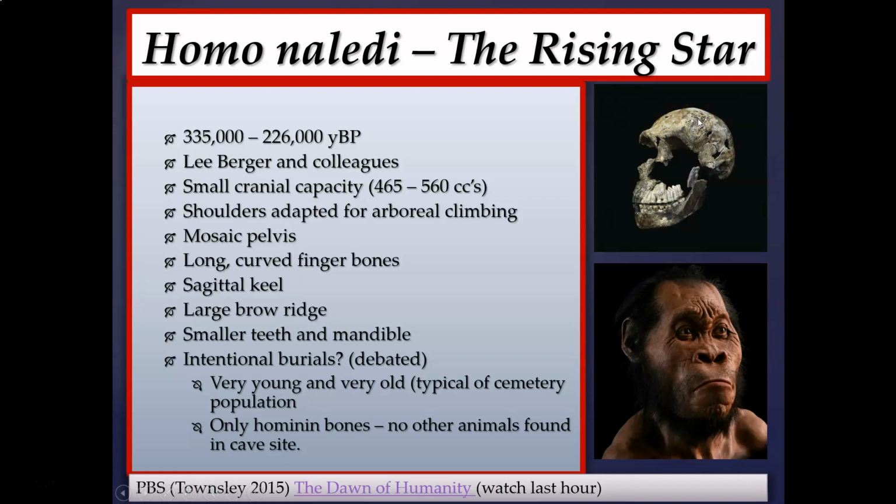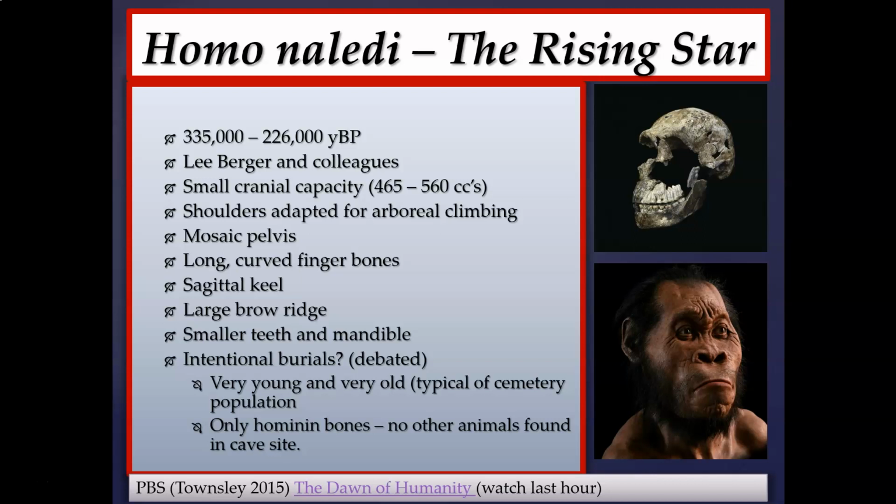However, the cranial capacity is relatively small, between about 465 to 560 cc's. So that cranial capacity is within the range of what we saw with the later Australopithecines as well as early members of genus Homo. However, the date range is far more recent: between about 335,000 to about 226,000 years before present. The shoulder anatomy is adapted for arboreal climbing. The pelvic girdle is very mosaic. There are relatively long, curved finger bones.